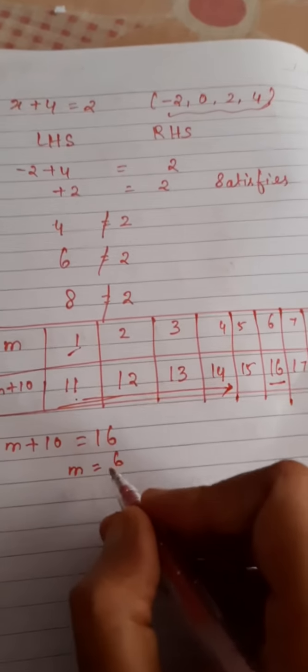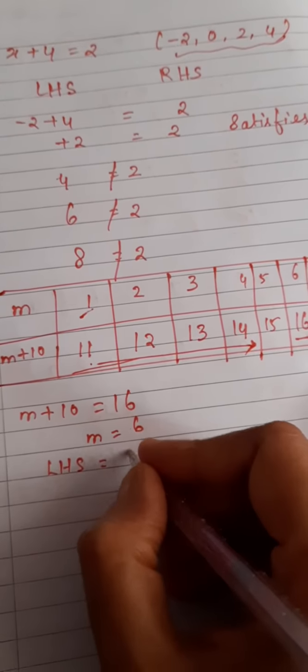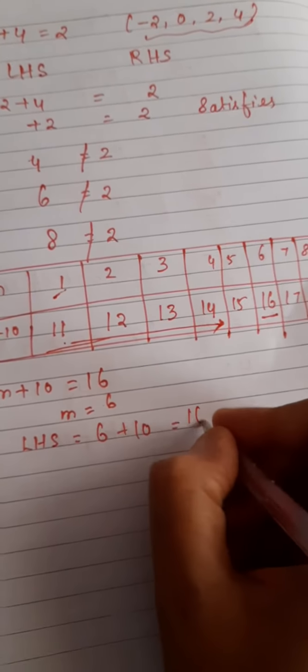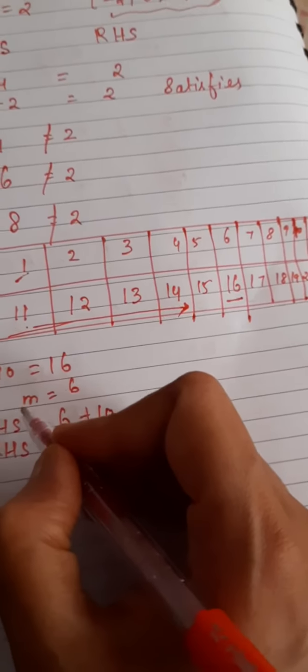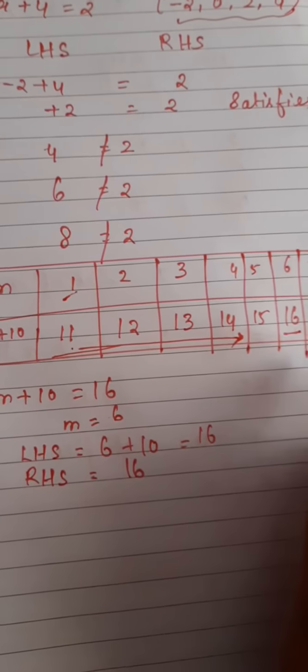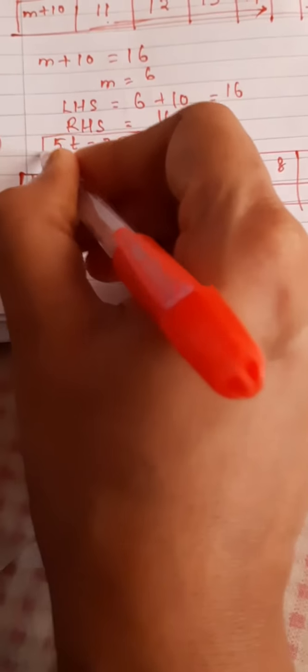So when m is equal to 6, LHS is 6 plus 10 equal to 16. RHS is also equal to 16. So at the value of m equal to 6, this equation is solved. Next, question B: 5t equal to 35 is an equation, and the value of t is listed over here in the table. We have to find the 5t value for all these values of t, and also find where it exactly solves this.